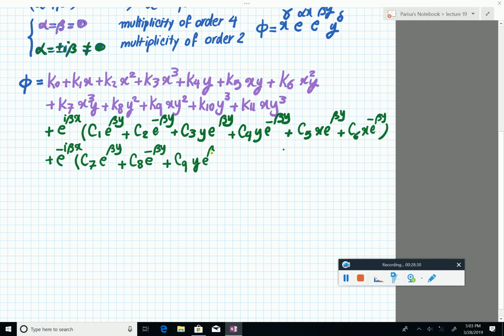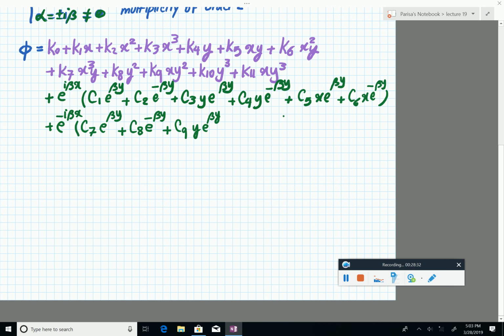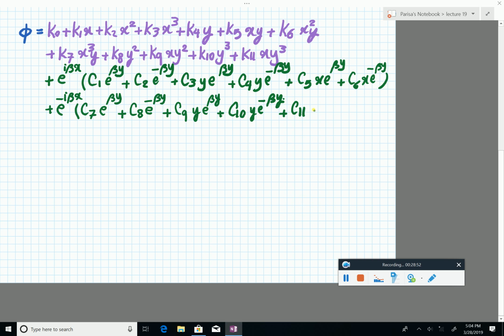y e beta y. So now you see why I didn't want to have the derivation in the class. E minus beta y plus C11 x e beta y plus C12 x e minus beta y.